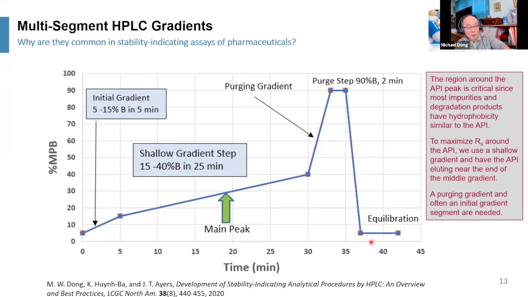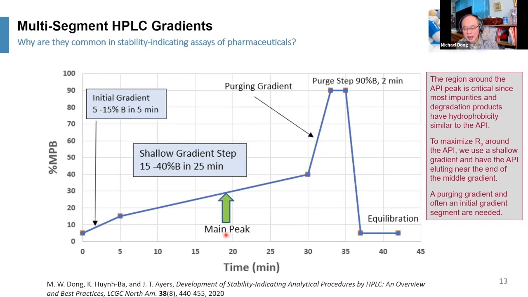Oh, very quickly, I want to talk about multi-segment gradient. You see these more and more, right? And why are they very common in stability indicating assay of pharmaceutical? The reason is that in a stability indicating pharmaceutical method, most of the problem comes around the main peak, which is the API peak, the active pharmaceutical ingredient. Because most of the impurity and degradation product are related to the API. We call it related substances, right? They're related. And in most cases, the degradant, the core of the molecule is not broken, right?